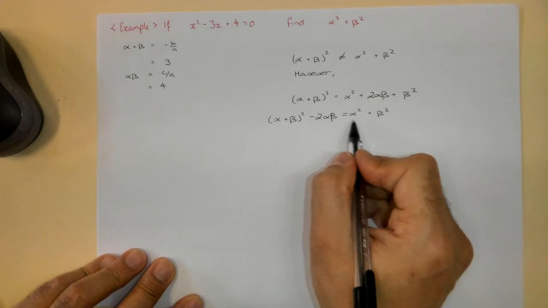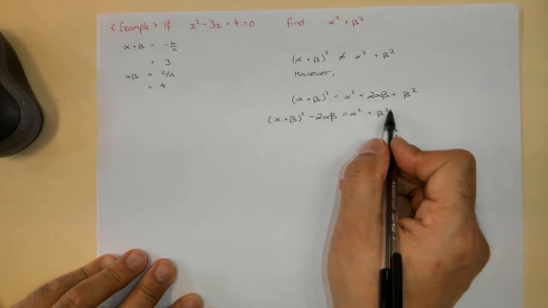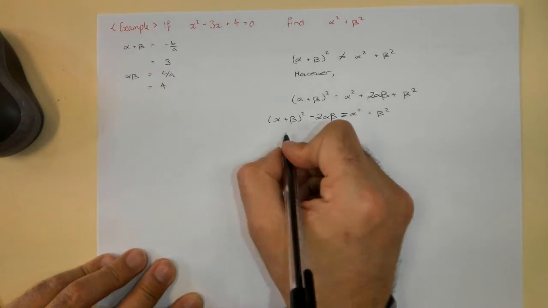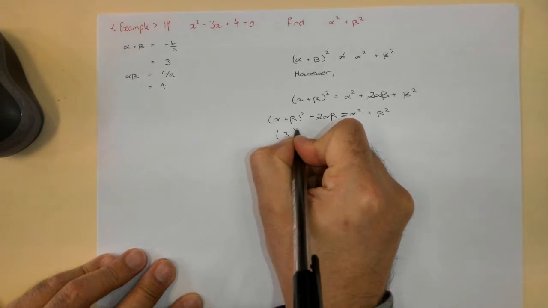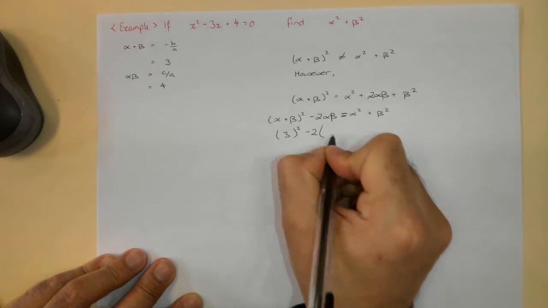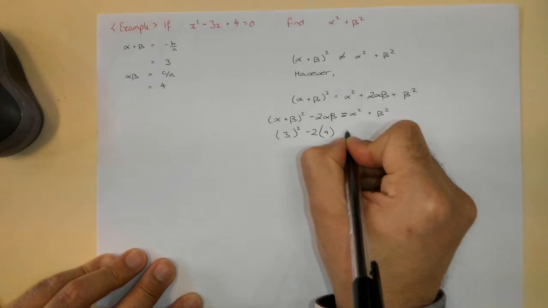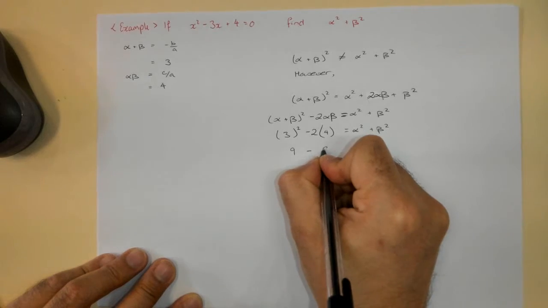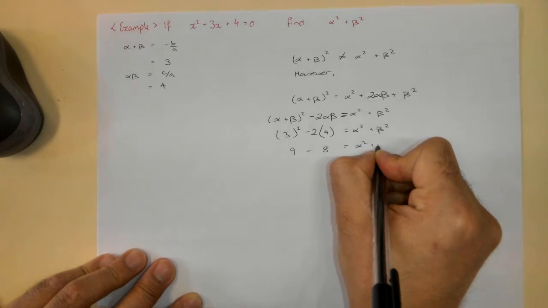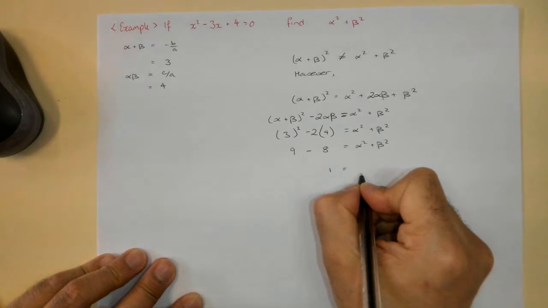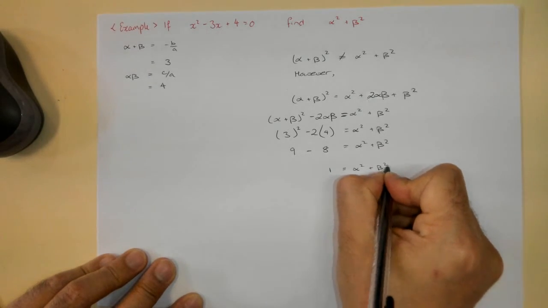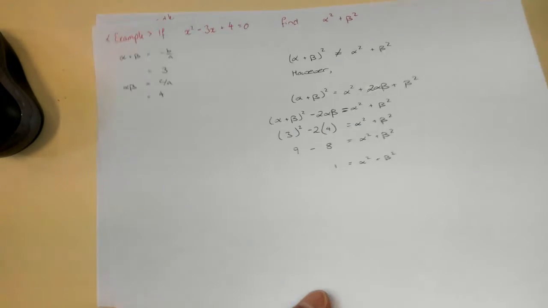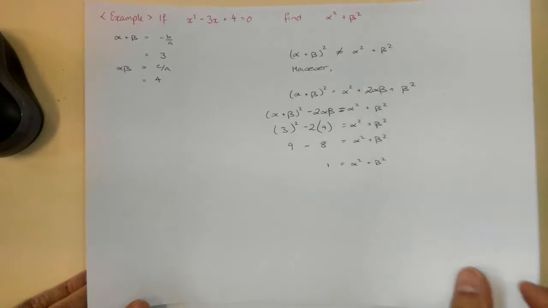Okay, and that's what I wanted to find. I wanted to find what alpha squared plus beta squared is. Well, it really just is alpha plus beta, which at the moment is 3, let's square it, minus 2 lots of the product, which is 4. So that's going to be 9 minus 8, which equals 1. So alpha squared plus beta squared equals 1. Alright, this one's a good one to remember.